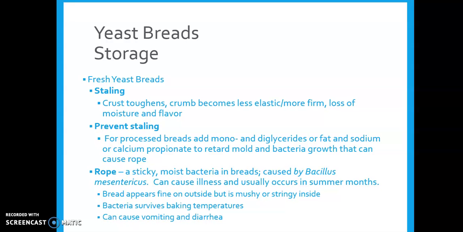So something else that can happen to bread is rope. This is a sticky, moist bacteria in breads, which is caused by Bacillus mesentericus. And this can cause illness and usually occurs in the summer months. So it's really tricky because the bread looks totally normal on the outside, but on the inside, it's mushy or stringy. The bacteria is able to survive baking temperatures, and it can cause vomiting and diarrhea. I've actually never seen this, but it sounds pretty gross.